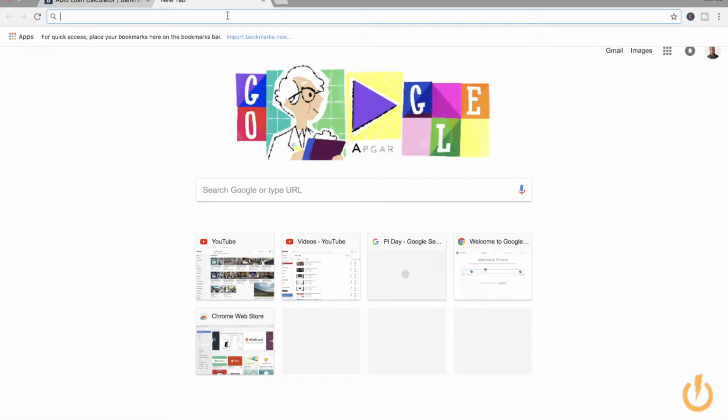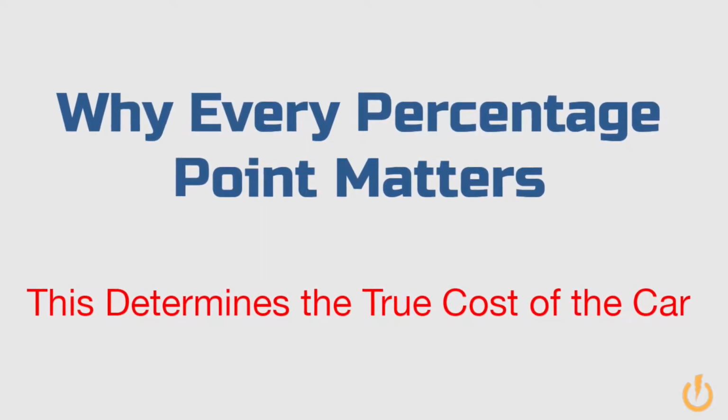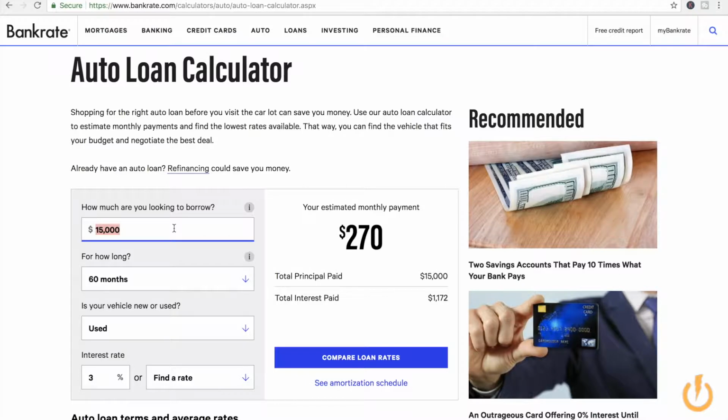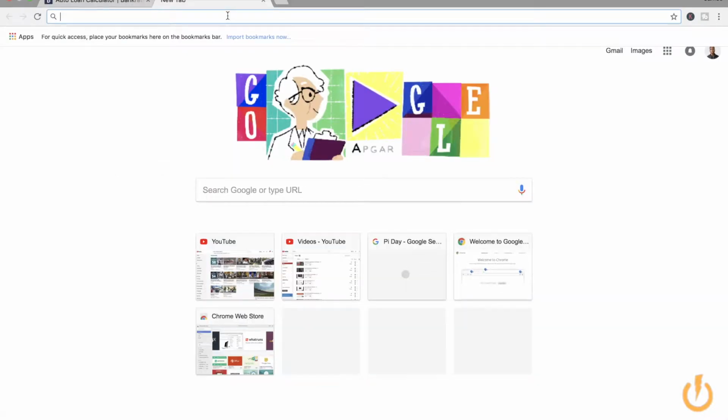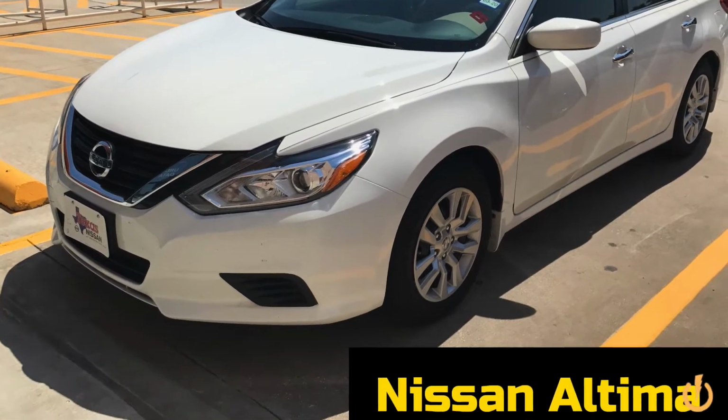We're going to break this down between 3 cars, and I'm going to show you how different variables affect how much you pay overall for the price of the car. With our first car, I'm going to show you how every percentage point makes a difference in how much you pay overall for the car. For the first car, I'm going to choose a Nissan Altima.